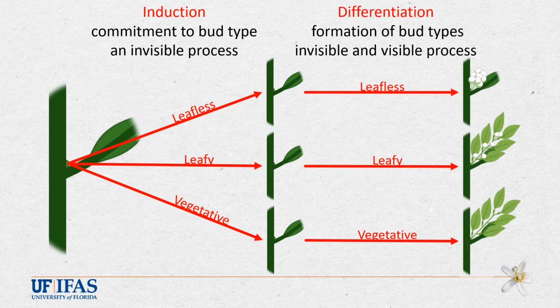Once induction is complete, the buds will begin to differentiate. Differentiation involves the actual formation of these different bud types. The first portion of this process is largely invisible and again involves microscopic changes. However, during the later half of the differentiation period, these changes become more visibly apparent as the buds develop. Soon you'll be able to visually differentiate between floral buds, leaves, and both.